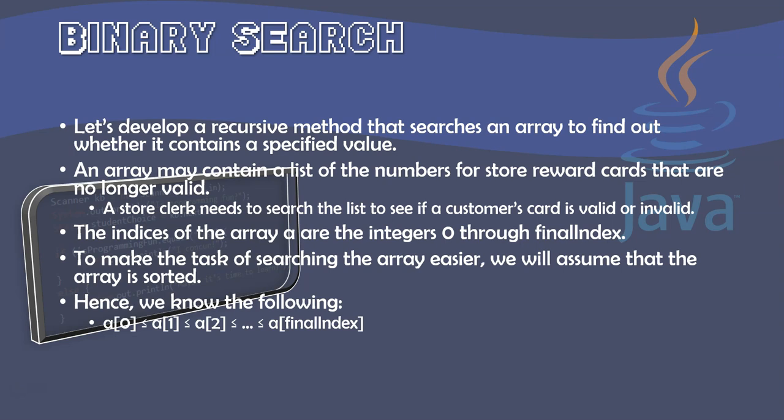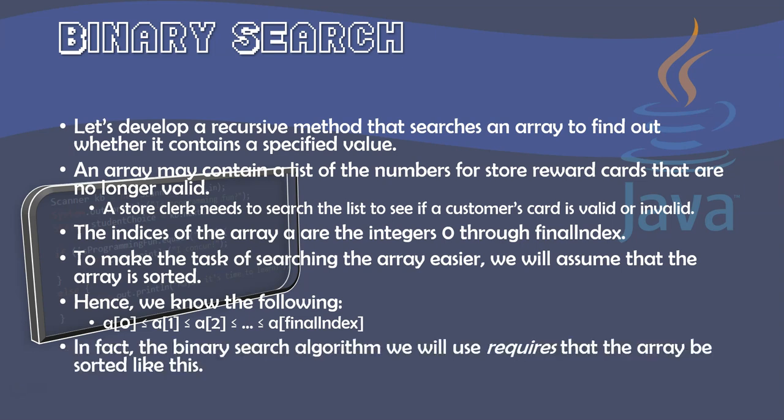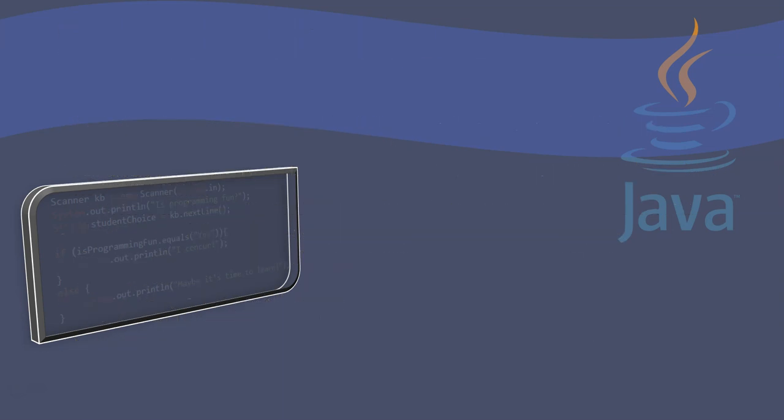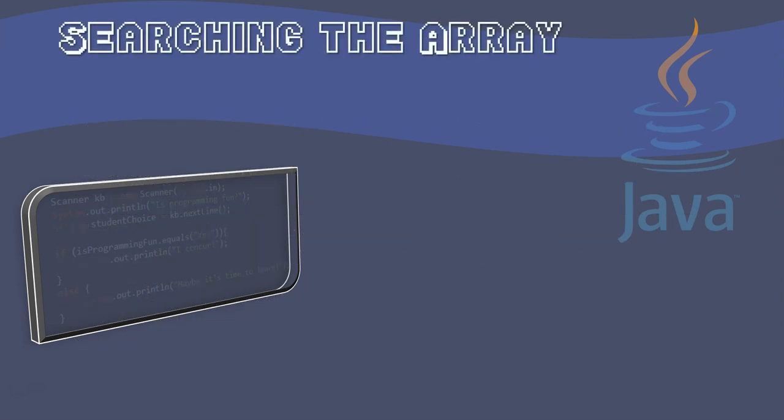So because the array is sorted, we know that A of 0 has to be less than A of 1, which has to be less than A of 2, and so on and so forth, all the way up into the final index. In fact, most binary search algorithms are going to operate under the assumption that the list that you're working with is going to be sorted in some manner. So let's look at searching the array.